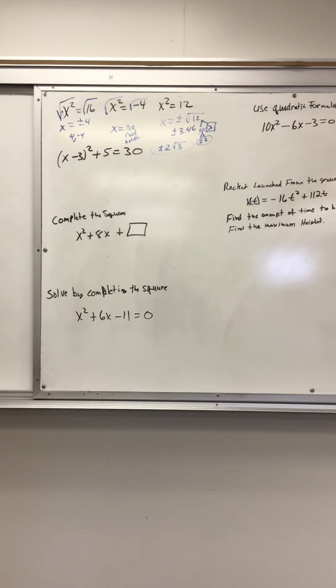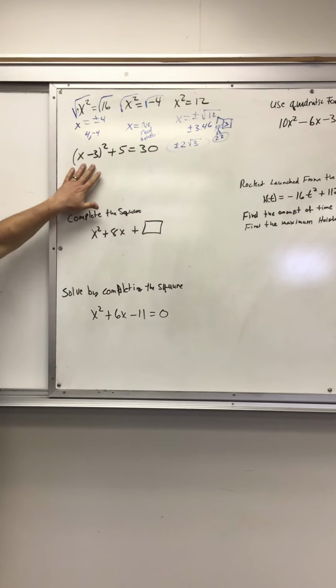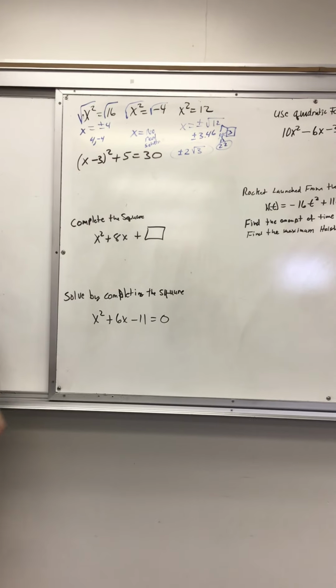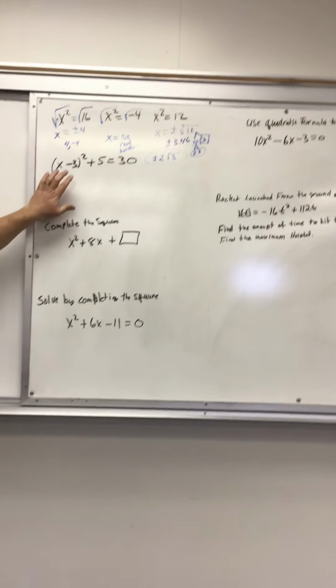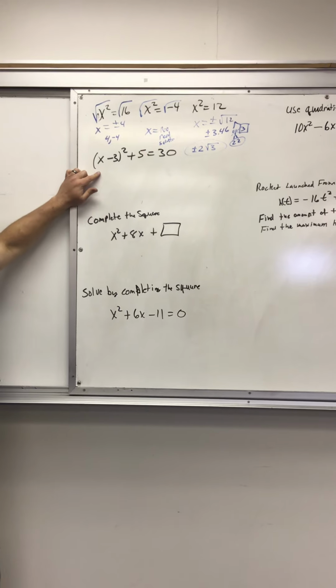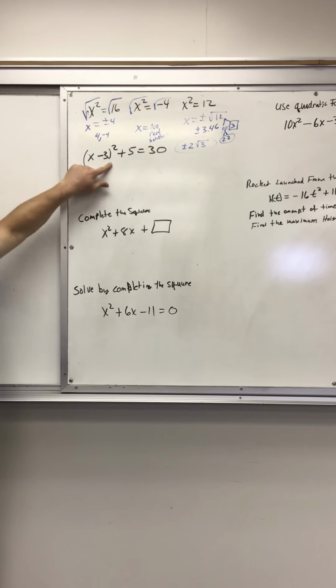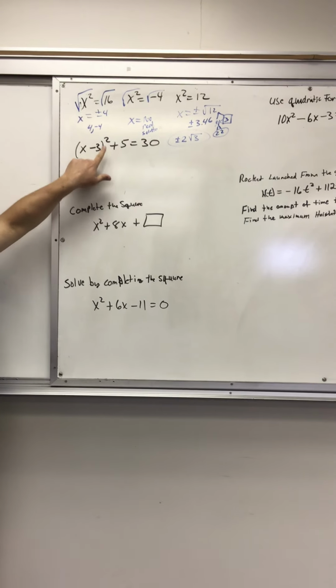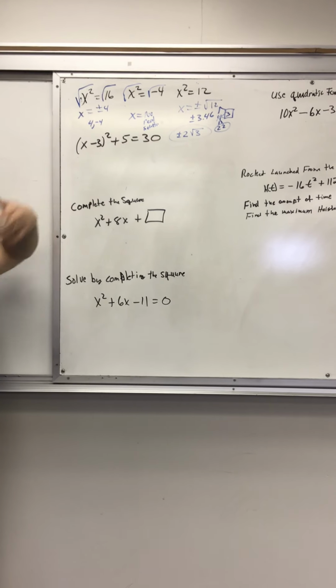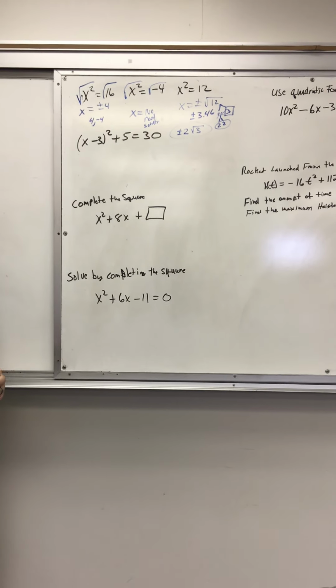Okay, the next one is a little bit different. We're going to have a quantity squared, a parenthesis squared, and you're going to be asked to solve this. Now on this one, you want to get the quantity squared by itself. That's the key. Again, let me say that again. Get this quantity, this parenthesis that is squared, by itself on one side of the equation. Then take the square root. Those are the two basic steps.